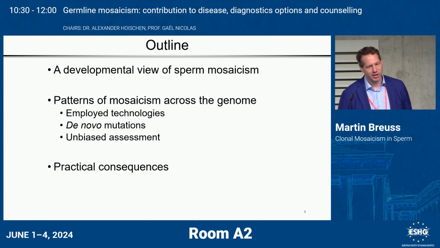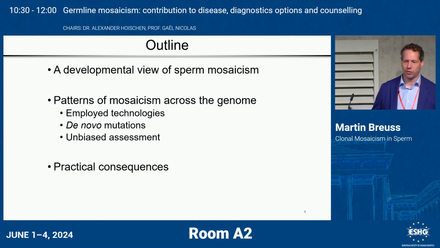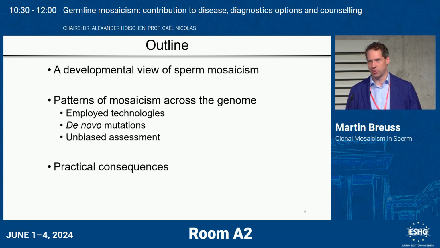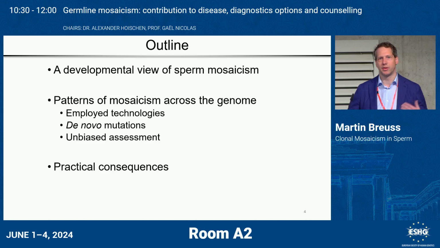For our learning objectives and outline, I would like to give you a developmental view of sperm mosaicism, restating many of the principles that Anne already mentioned. I will then talk about the patterns of mosaicism across the genome, and a little more about the technologies and some considerations when doing this assessment. I will talk about our work on de novo mutations and going back into the genome of the fathers, and then about unbiased assessment, both the results we obtained and some thought experiments of what we can do with this technology. I will then give a summary that also goes into the practical consequences.